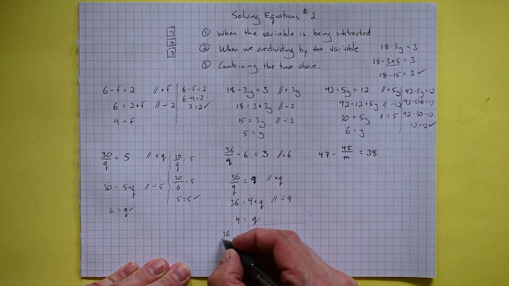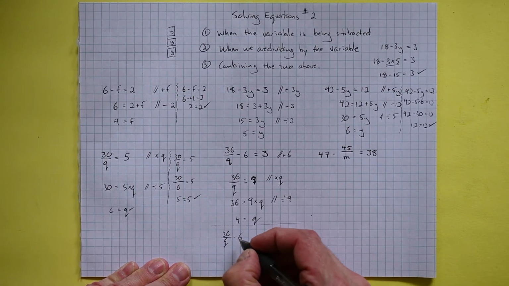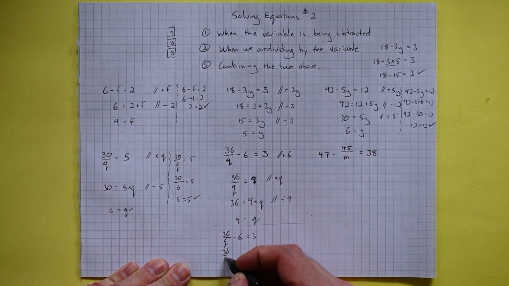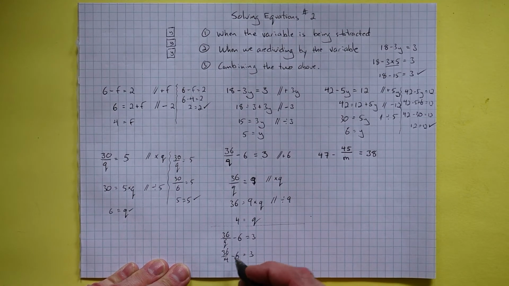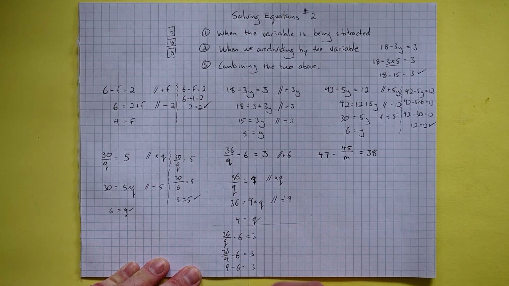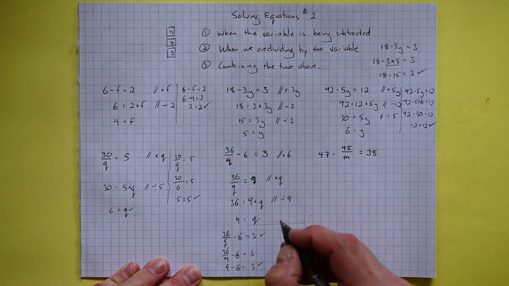So again, rewrite 36 over q minus 6 equals 3. Substitute in your solution. We're in forwards BEDMAS because we're not isolating a variable, so this says 9 minus 6 has to equal 3. And I think we'll see that indeed that's exactly what this equals, and so we had the right solution.